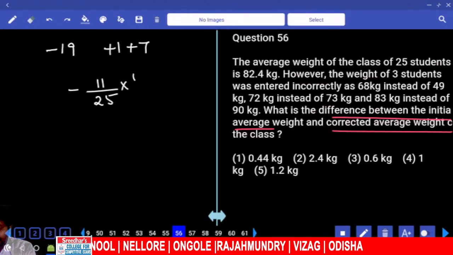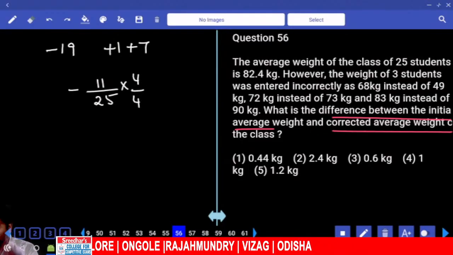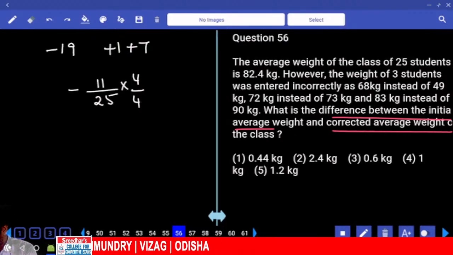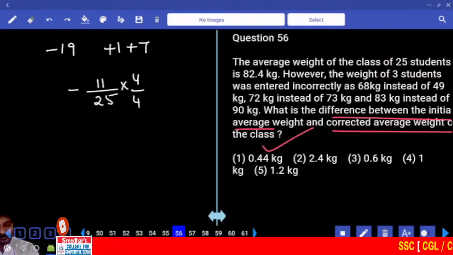So 11 by 25 is what our answer. To make our simplification easy, I'll multiply both numerator and denominator with 4 because I want to have zeros in the denominator. Denominator becomes 100, numerator becomes 44 by 100, meaning that is a change or the difference.